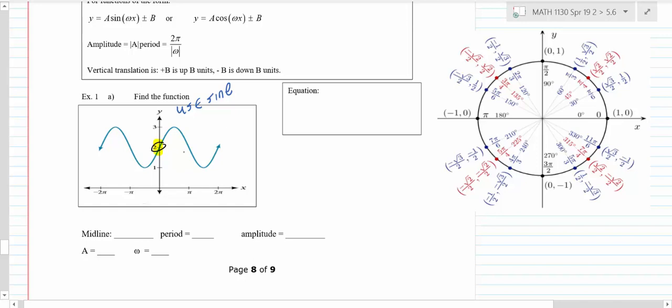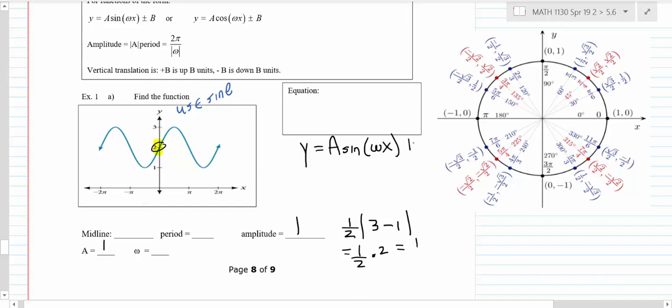All right, so first of all, the amplitude on this is half the distance from the max to the min. You can do this in your head. It's just half the distance from 1 to 3. So that would be half of 2, which equals 1. So what that means is A in the formula is 1. The formula we're going to use is y equals A sine omega x. We're going to model it with that, and then we'll probably also have a translation on that.